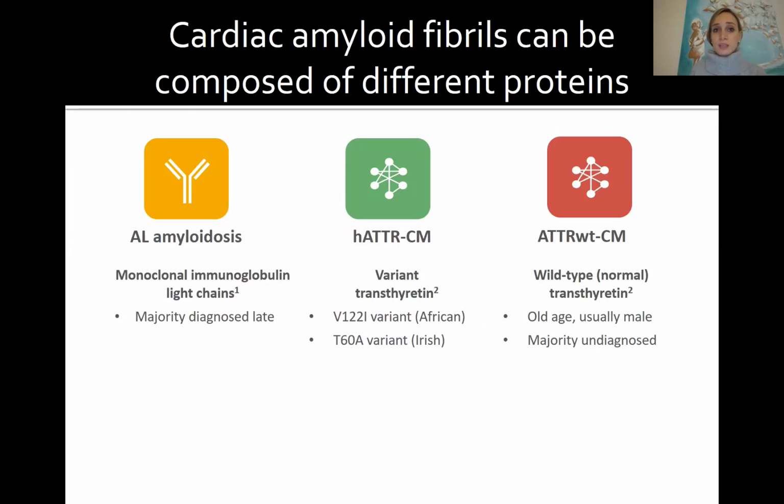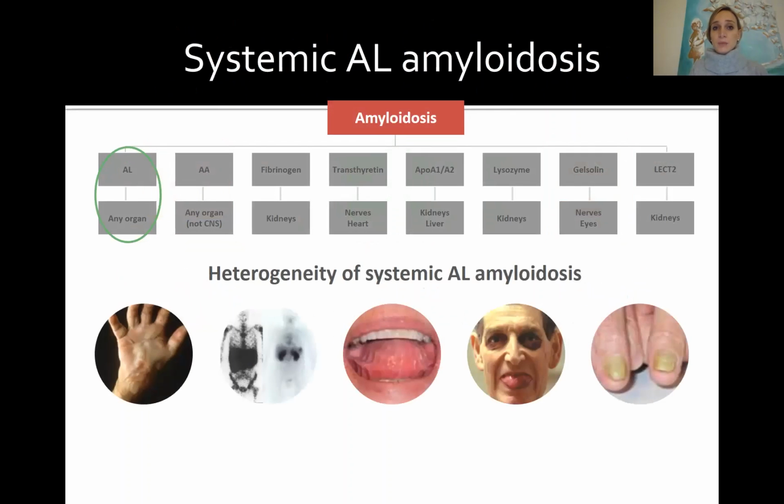Whilst many different proteins can misfold and form amyloid, there are two main types of amyloid that can cause cardiac amyloidosis: light chain amyloidosis and ATTR, transthyretin amyloidosis. Light chain amyloidosis is a systemic illness where there is a plasma cell dyscrasia in the bone marrow that can produce free light chains, which can then misfold and deposit into the different organs and tissues as amyloid. Any organ can be involved, so the phenotypic presentation strictly depends on the pattern of organ involvement.